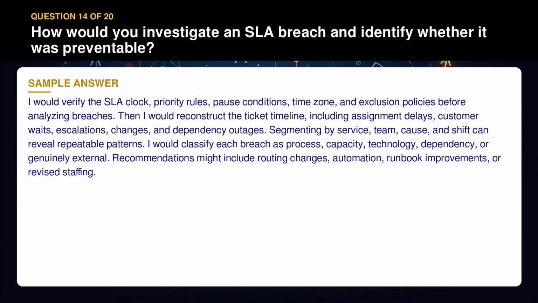Then I would reconstruct the ticket timeline, including assignment delays, customer waits, escalations, changes, and dependency outages. Segmenting by service, team, cause, and shift can reveal repeatable patterns. I would classify each breach as process, capacity, technology, dependency, or genuinely external. Recommendations might include routing changes, automation, runbook improvements, or revised staffing.